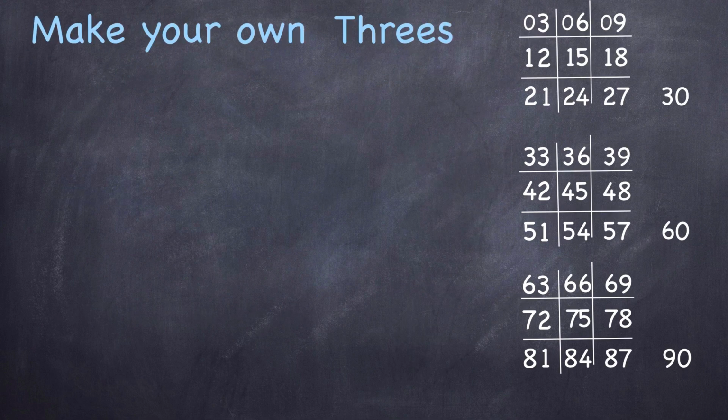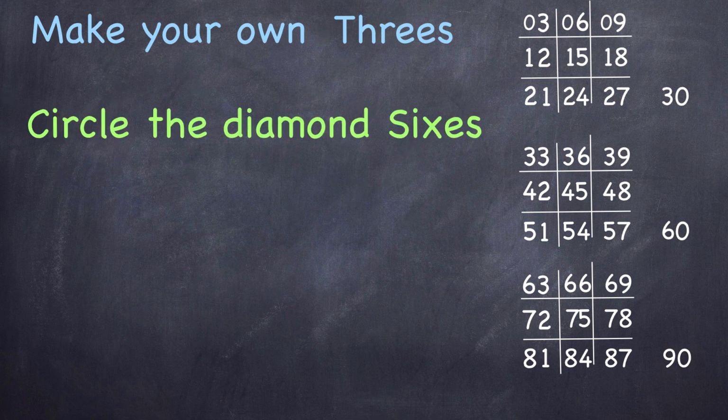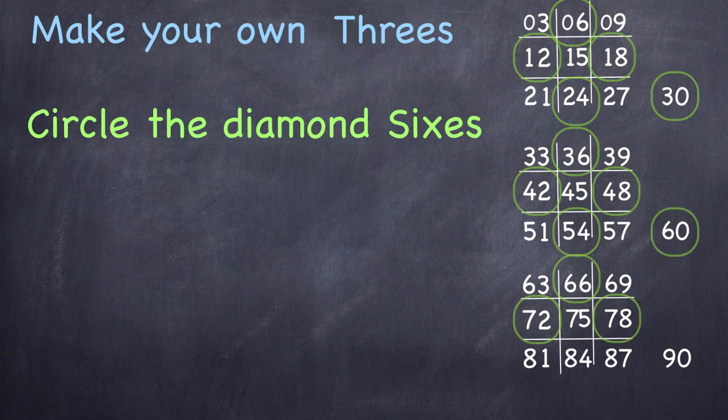Now, whenever you want, grab a pencil and make the 3's on tic-tac-toe squares down to 30, 60, 90, or more. Then you can find the 6's by circling the diamond pattern on the numbers on the right. 6, 12, 18, 24, 30. 36, 42, 48, 54, 60, 66, 72, 78, 84, 90.